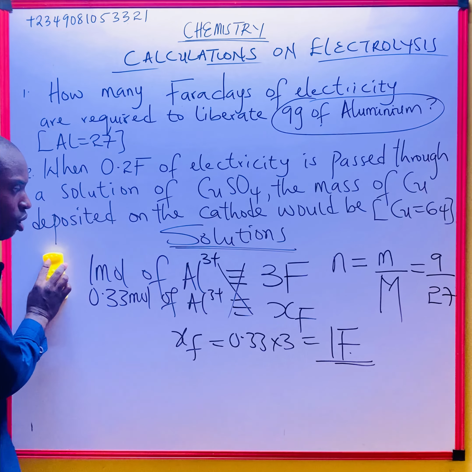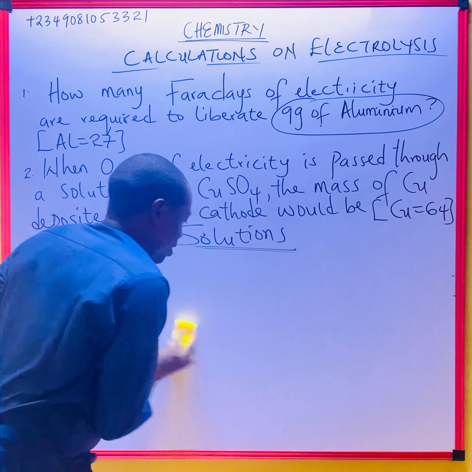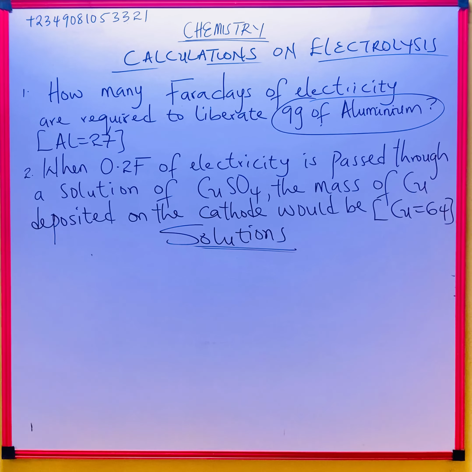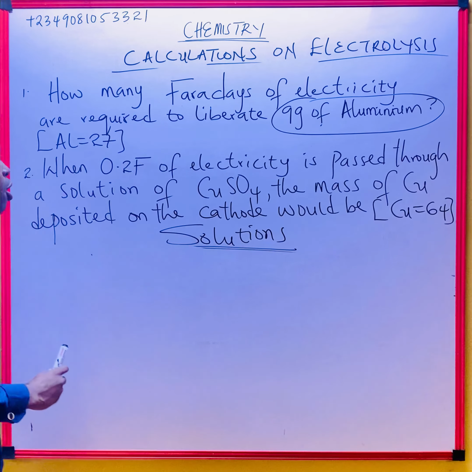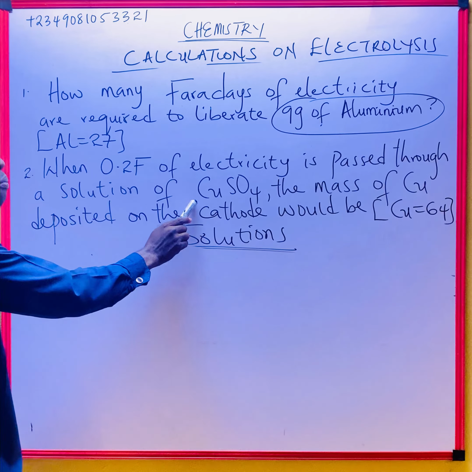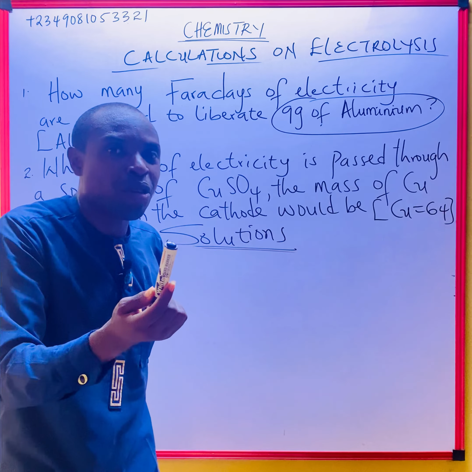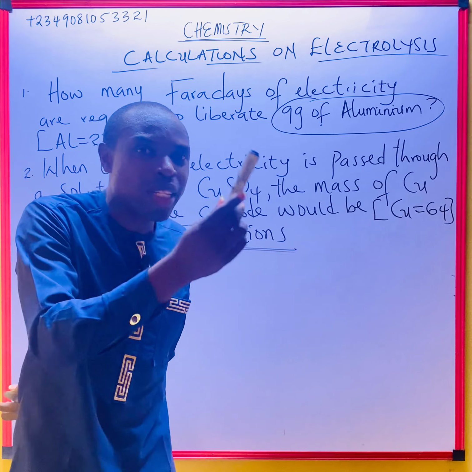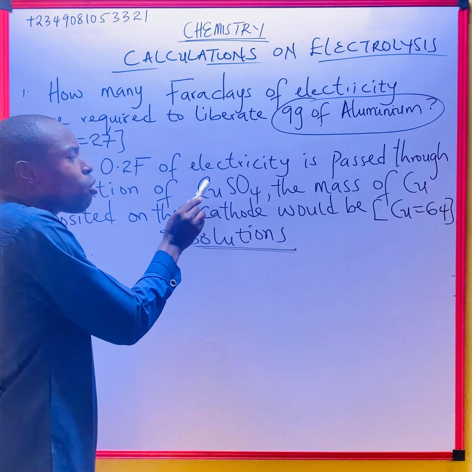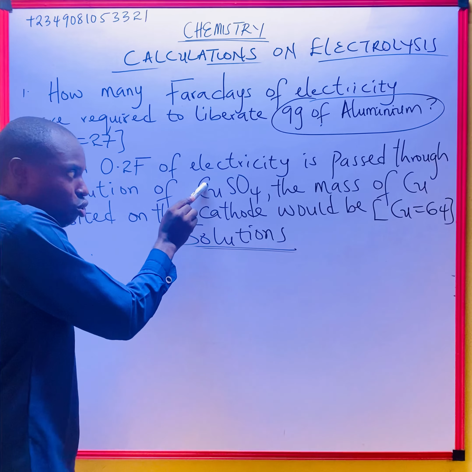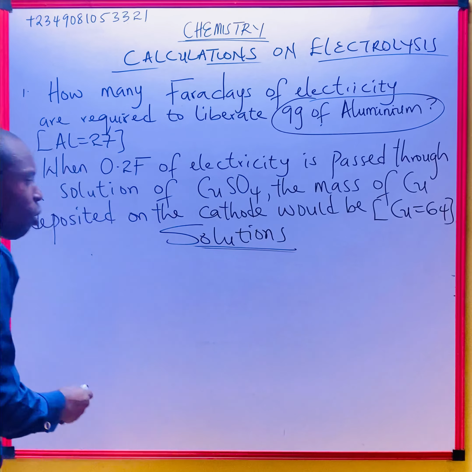As I move to the next question, please take note. It's actually very simple, the same method. What does the question say? When 0.2 farad of electricity is passed through a solution of copper 2 sulfate, because copper has more than one valency, because it is a transition element. Copper has +1 and +2. But in this compound, it is +2, because sulfate is -2, so copper must be +2 to equal the charges. The mass of copper deposited on the cathode would be what?